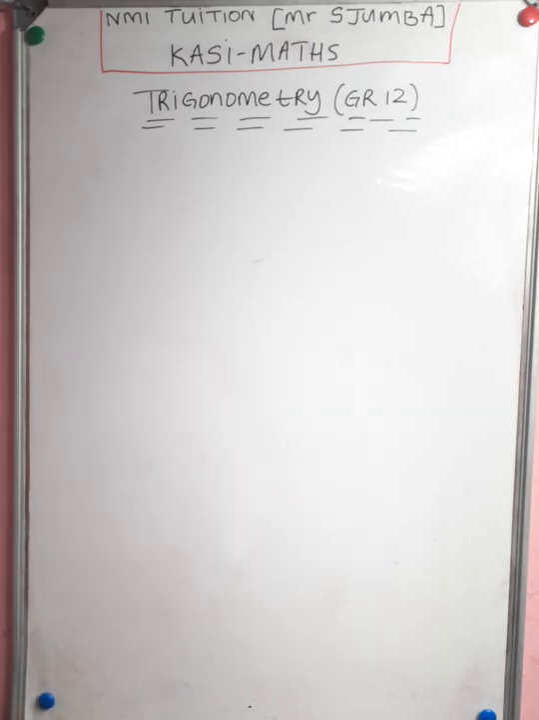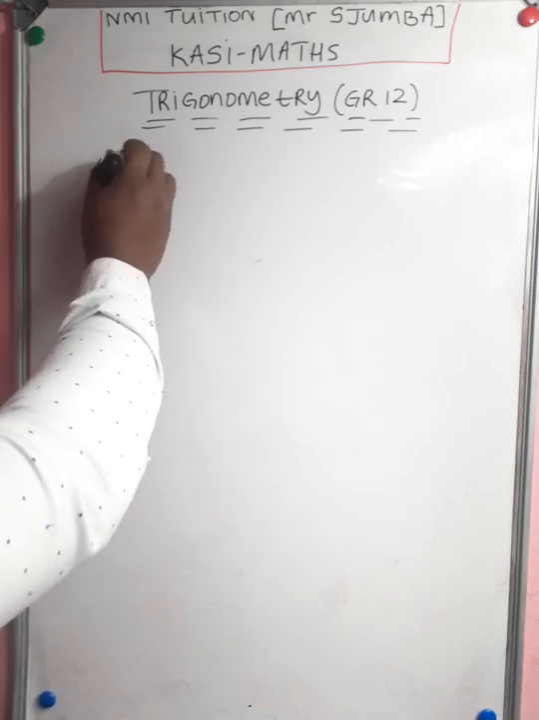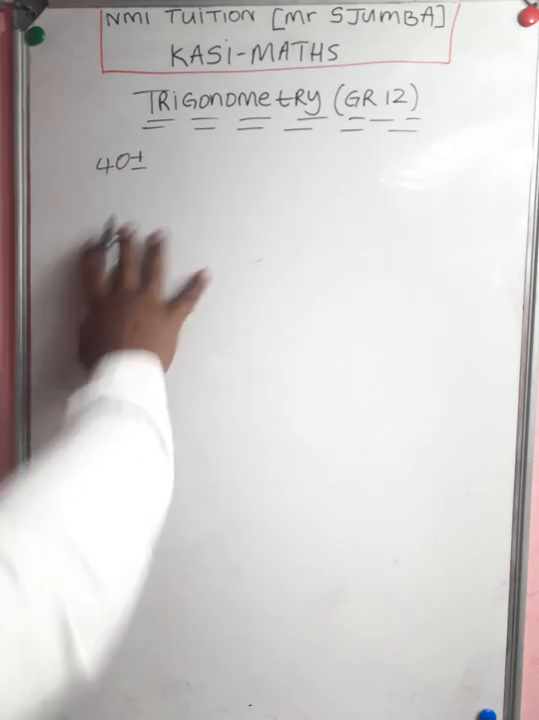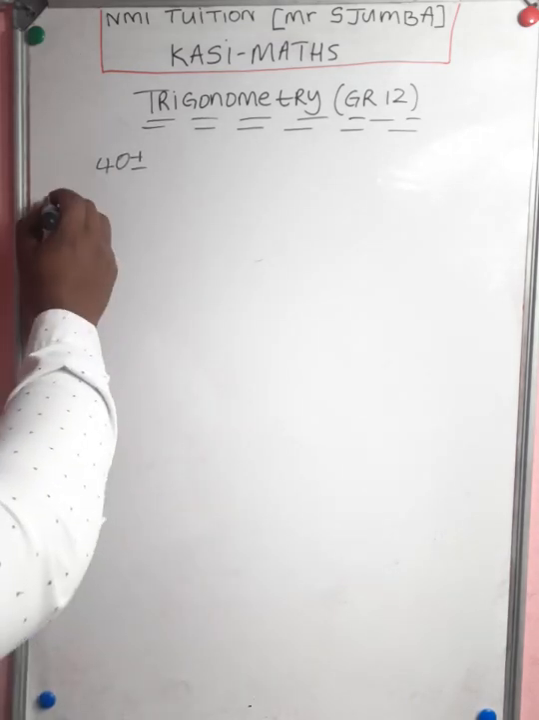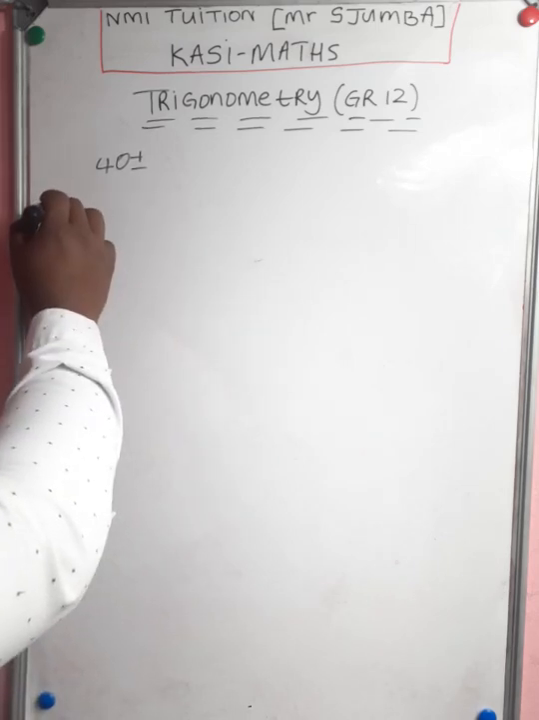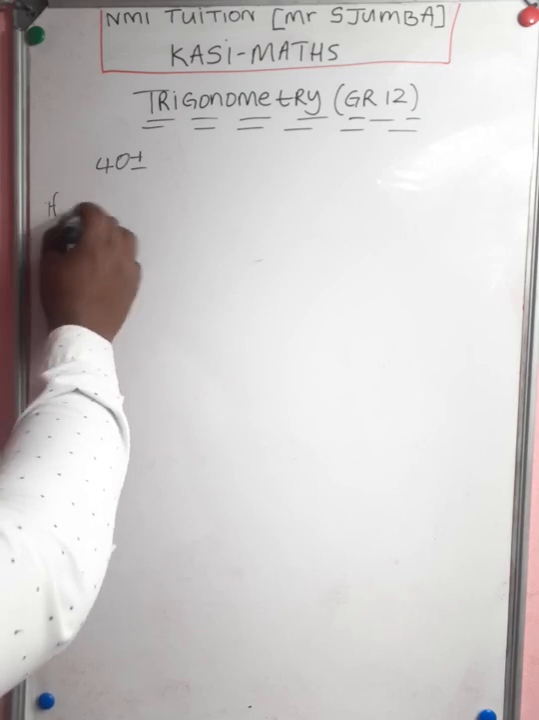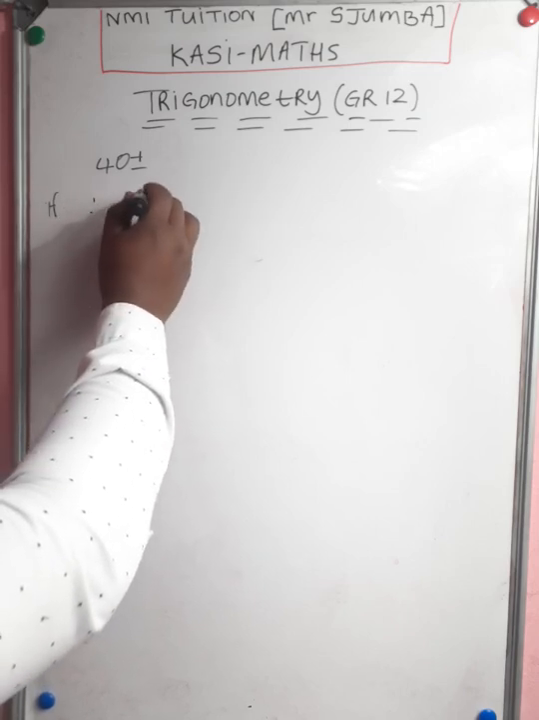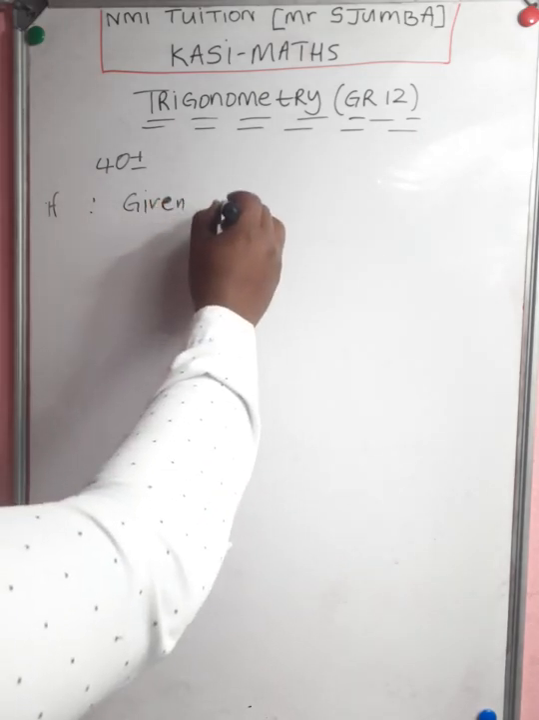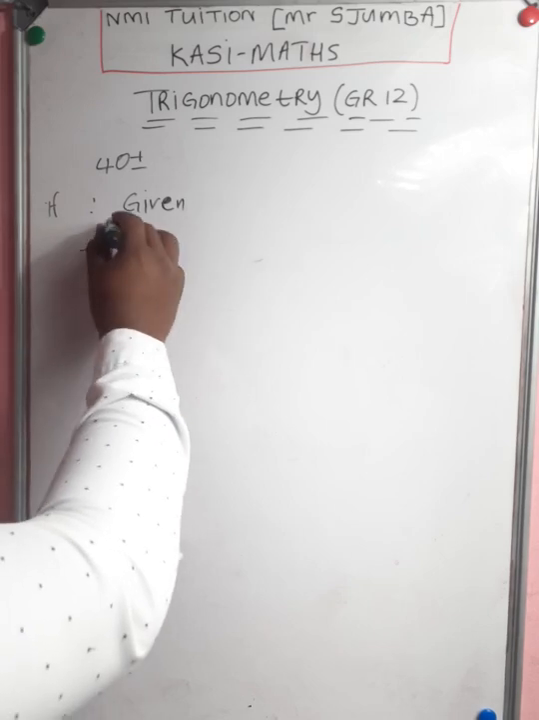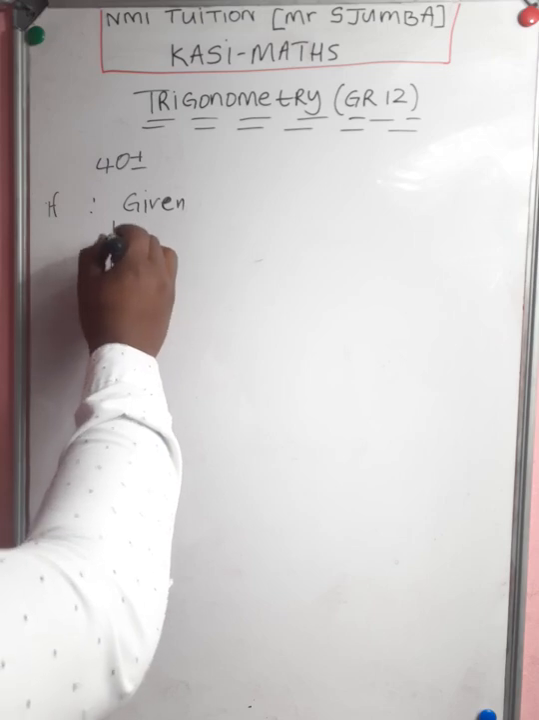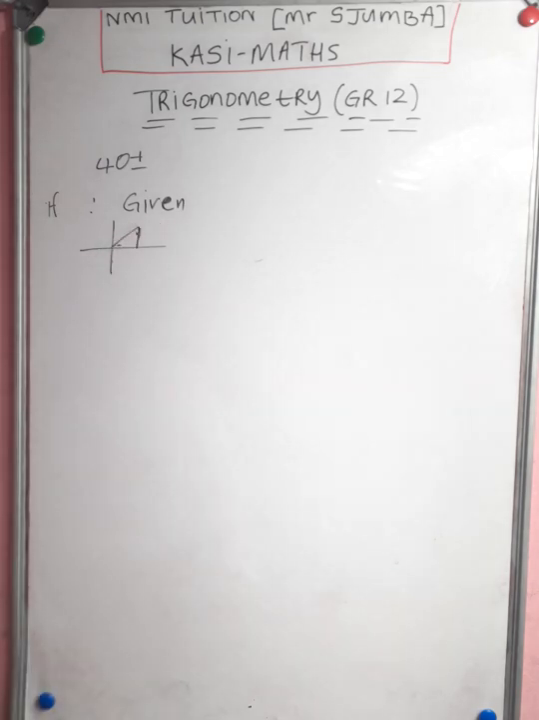On the final question paper, it's out of 40 marks, plus or minus 40 marks. The 40 marks is made up of different types of topics. The first topic is the one that has questions that start with "if" or "given". In this question, you have to draw a diagram and then fill in the angles and the sides.